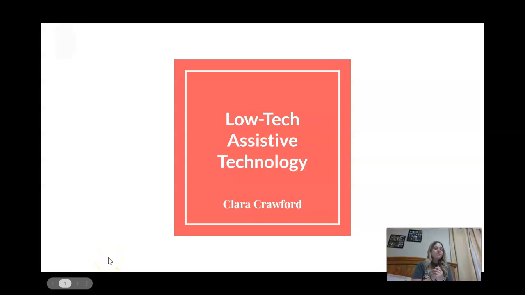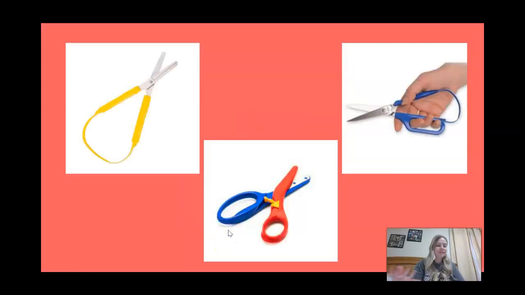Okay, so this is the low tech assistive technology assignment. We were to choose three different low tech assistive technology devices that we thought about and then talk a little bit about them. So the first one that I chose was assistive scissors or adapted scissors.